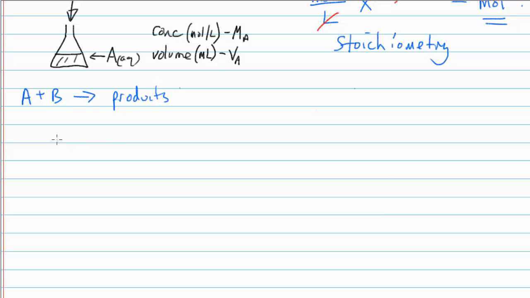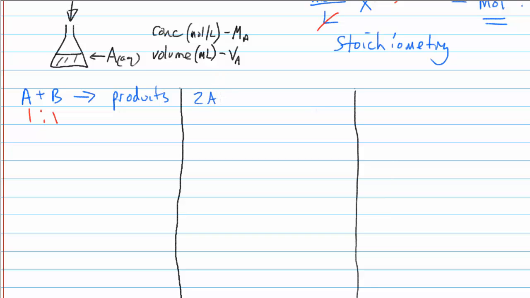If this were the balanced chemical equation, the stoichiometry of the equation is therefore 1 to 1, meaning 1 mole of A will react with 1 mole of B. Now, I'm just going to use another 2 examples of different stoichiometries. Let's say this here is the balanced chemical equation: 2A plus B forms products. In this case, the stoichiometry is 2 to 1. 2 moles of A will react with 1 mole of B.